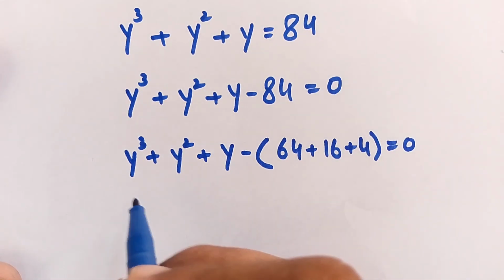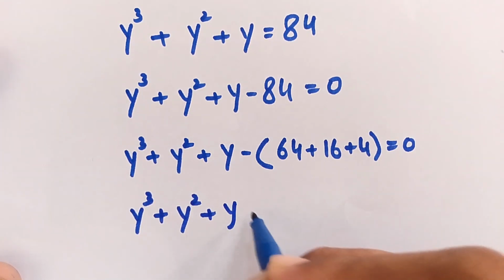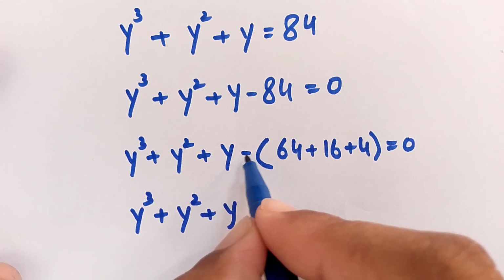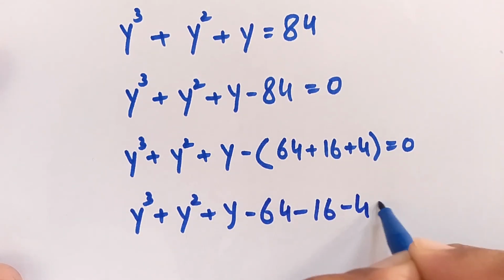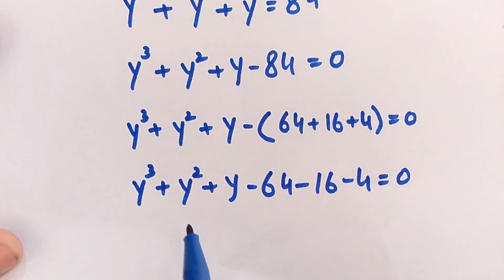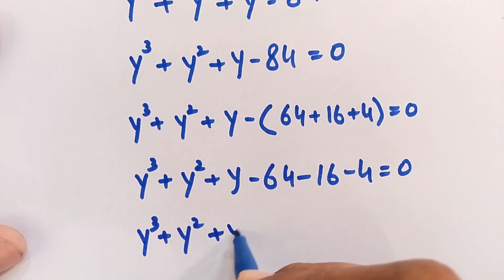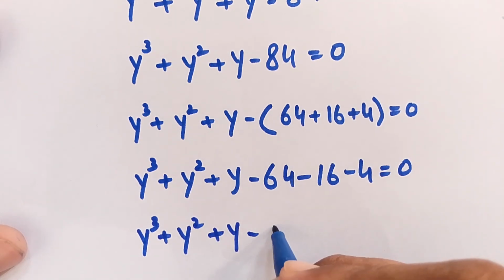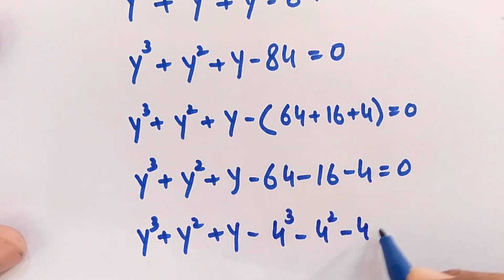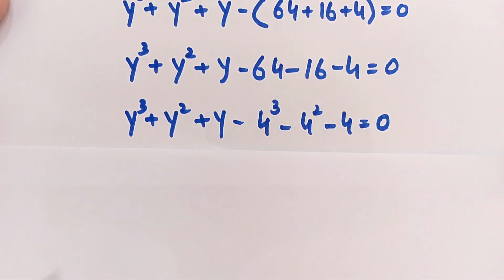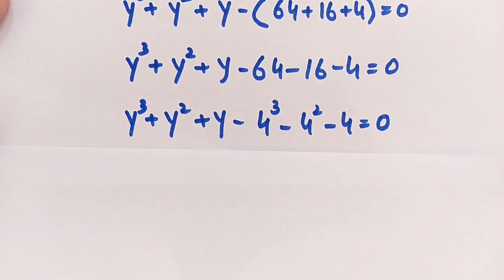Now y to the power of 3 plus y square plus y, we have to multiply this negative sign inside, so this will become minus 64 minus 16 minus 4, which is equal to 0. Now in the next step, y to the power of 3 plus y square plus y minus this 64 is also equal to 4 to the power of 3, minus this 16 is equal to 4 square, minus 4 is equal to 4, equal to 0.